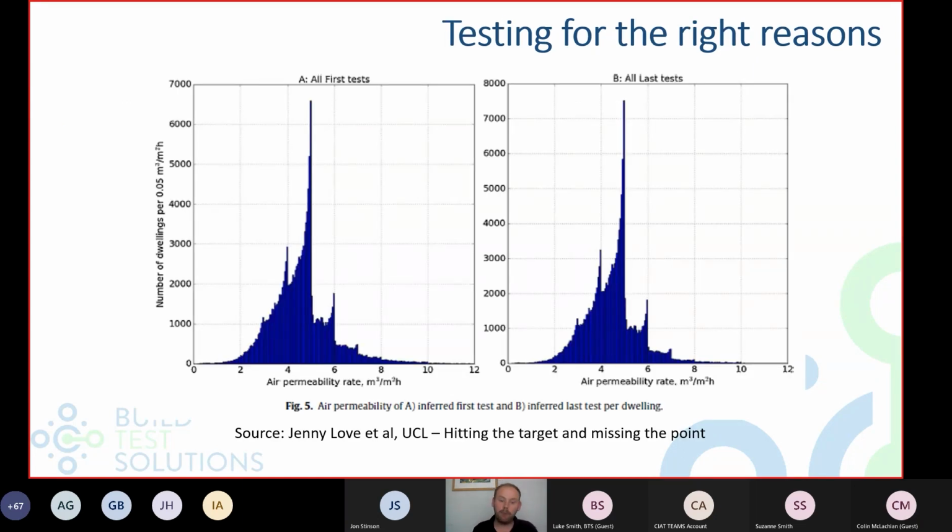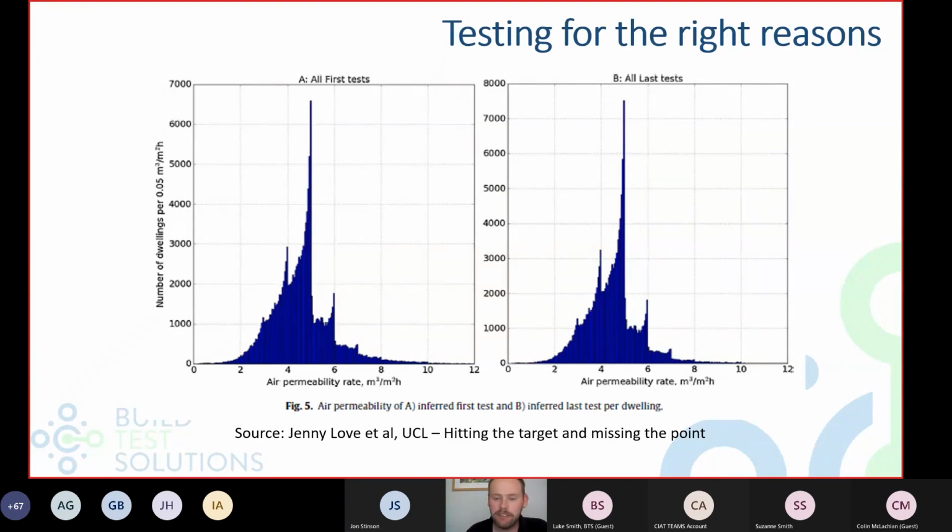And then that last point of, are we testing for the right reasons? This was a really interesting paper that came out from Jenny Love at UCL around 5 years ago now. There are several different air tightness limits, 4, 5, 6, that people are designing to, and the paper looks at the percentage of tests which fall immediately before those limits. If you had a sample of tests, you'd expect to see a normal distribution here, but instead we've got these huge steps just below the air tightness rate.